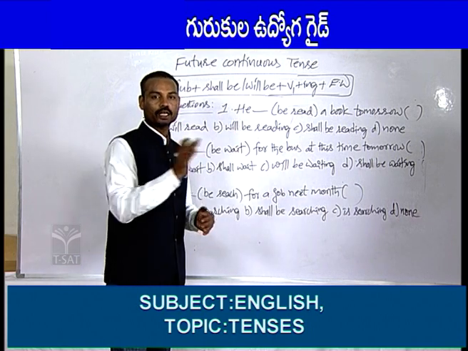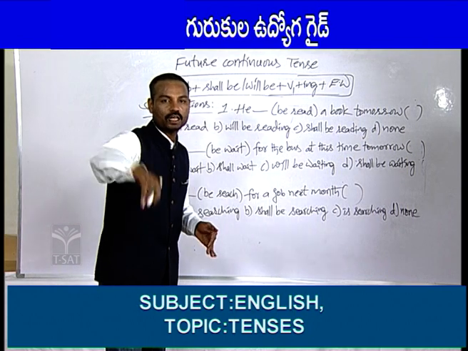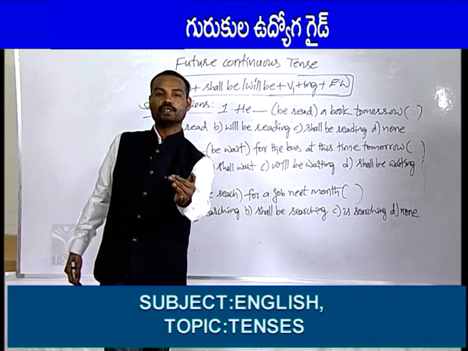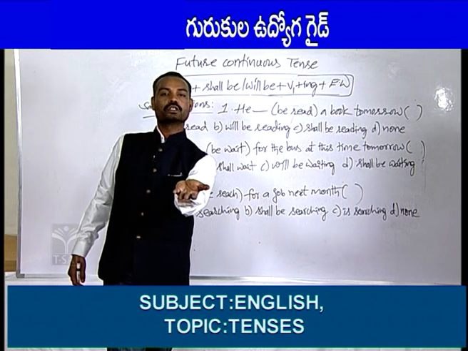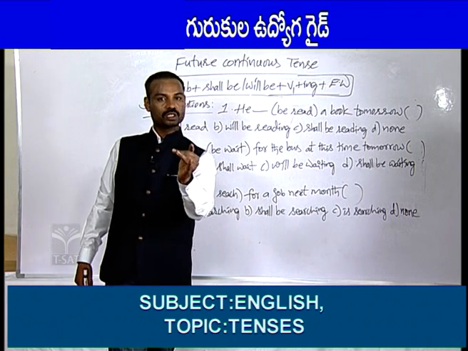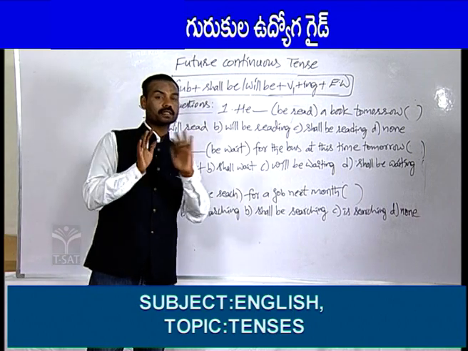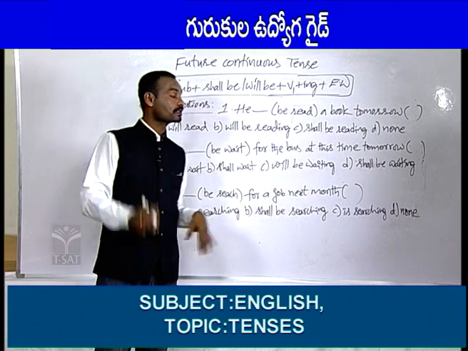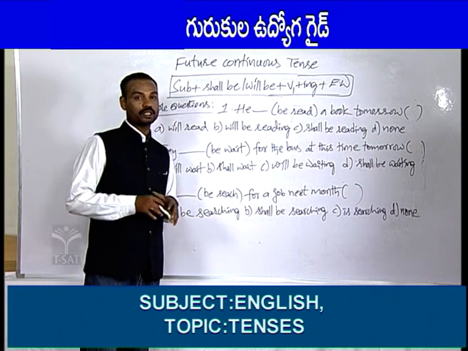Next, you will be playing cricket tomorrow. They will be playing. He will be playing. She will be playing. After any subject, you can use will be. Will be can be used after any subject, but shall be should be used after I and we. So that is the process of writing sentences in future continuous tense. Now let's see sample questions, how the questions are given in the competitive exams.